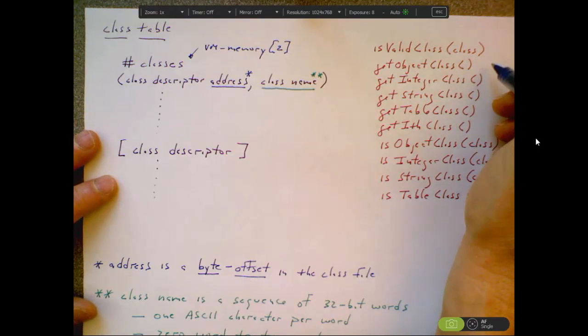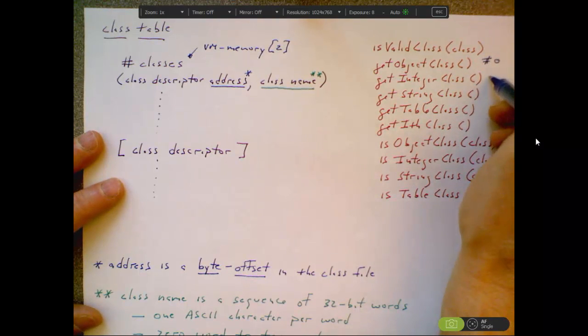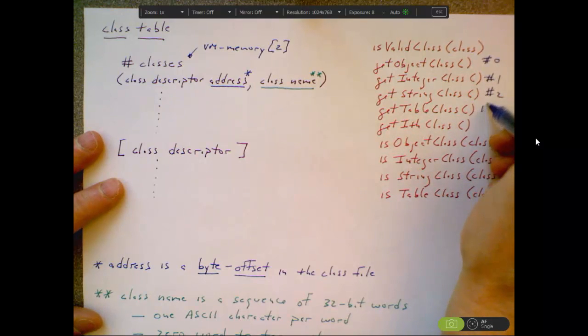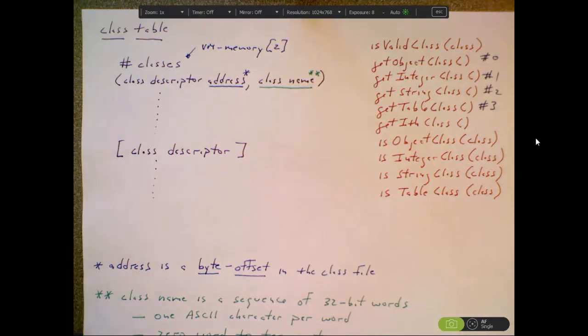guaranteed that the way the maTe class files will show up as input to you is that the object class will be the first class. So it'll be a class at index 0. This one will be number 1. This one will be number 2, and this one will be number 3 in this table here. Let me just make sure I've got those right. 1, 2, and 3. That is correct.